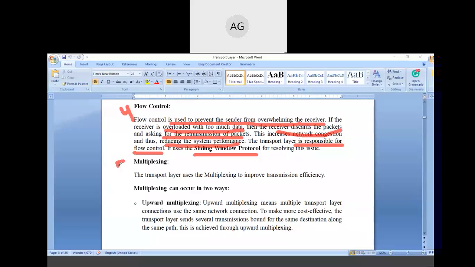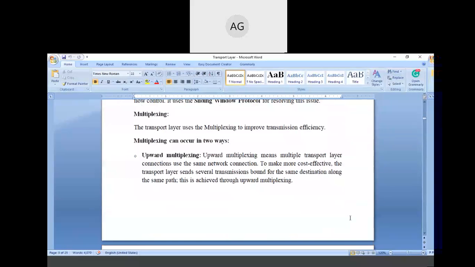The next service provided by the transport layer is multiplexing. The transport layer uses multiplexing to improve transmission efficiency. As we already discussed in unit 2, multiplexing can occur in two ways. First is upward multiplexing. In the case of upward multiplexing, it means multiple transport layer connections use the same network connection.